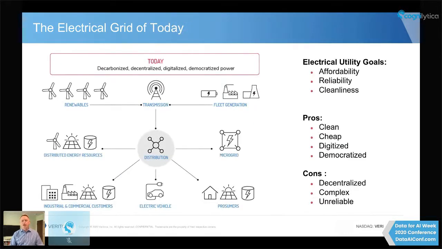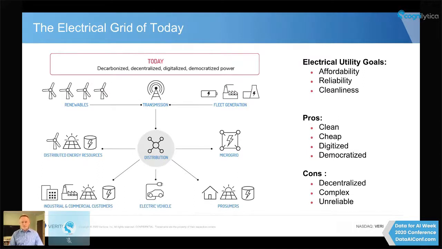Fast forward to the electrical grid of today. Here you see it's gotten a lot more complex. You now have distributed energy resources, adding solar, hydro, and wind. You now have battery storage. You also have microgrids. On the consumption side, there's more electricity being used, like electric vehicles. You have smart homes and smart cities. The pros of adding renewable energy are that it's clean, it's cheaper than fossil fuel, and it's also digitized and democratized. But the cons are that it's more complex, it is decentralized, and it becomes unreliable.